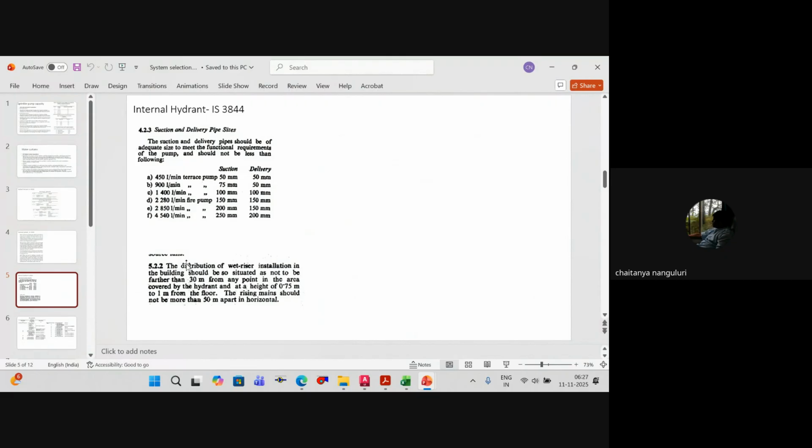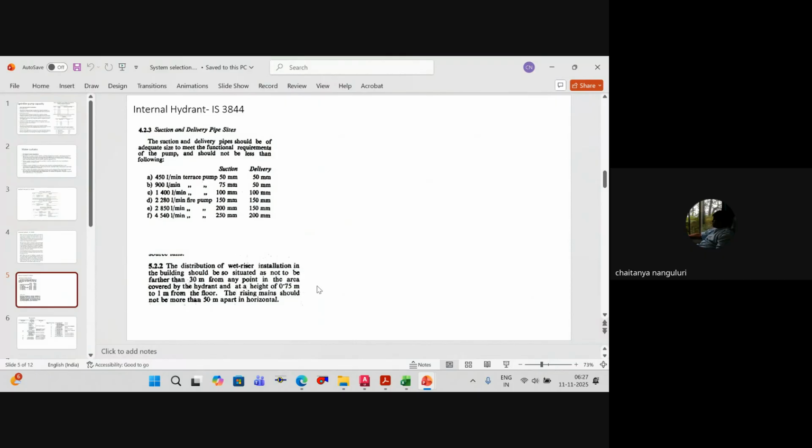In 5.22, the distribution of extinguisher installation in the building should be situated not farther than 30 meters from any point in the area. Understood? And it should be installed in such a way that the height is between 750 mm to 1 meter from the FFL.